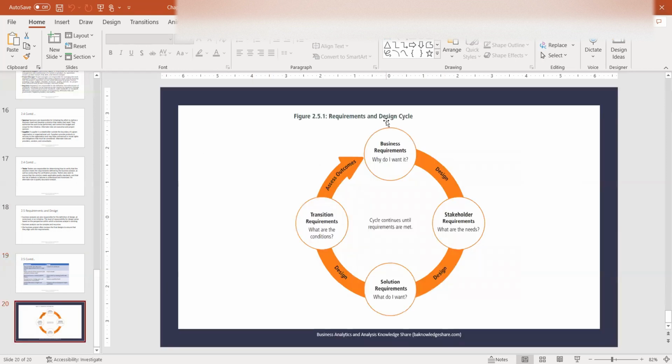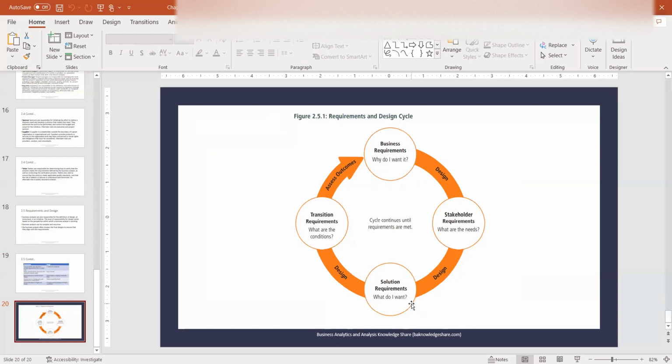Let's look at the requirements and design cycle. At the very top, you can see here is the business requirements. Why do I want it? That's the question that needs to be asked. The design could be stakeholder requirements. What are the needs?